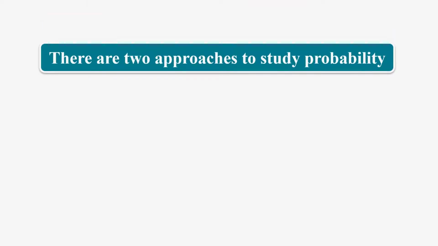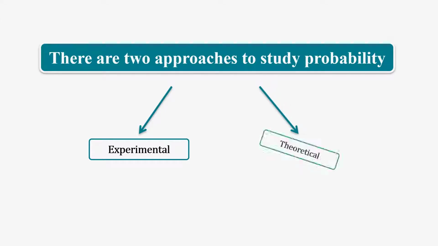There are two approaches to study probability. First one, experimental. Second one, theoretical. Let's start with the first one, experimental probability. Tossing a coin is an example of experimental probability.